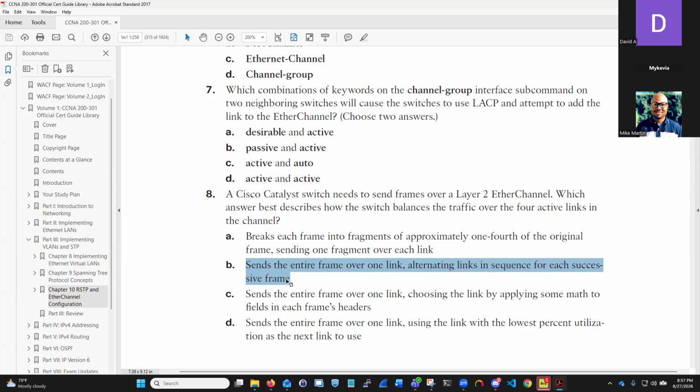What was that again? Can you say that again? So what you're telling me by choosing question answer B is that the switch, whenever it receives a frame, and it's a packet, but it's breaking down to layer two. It's going to break down that packet into a frame. It's going to send it on alternate links in sequence, in order, for each successive frame. So each frame that it gets from breaking down the packet, it's going to pick different links. Is that what you're telling me for the entire session?